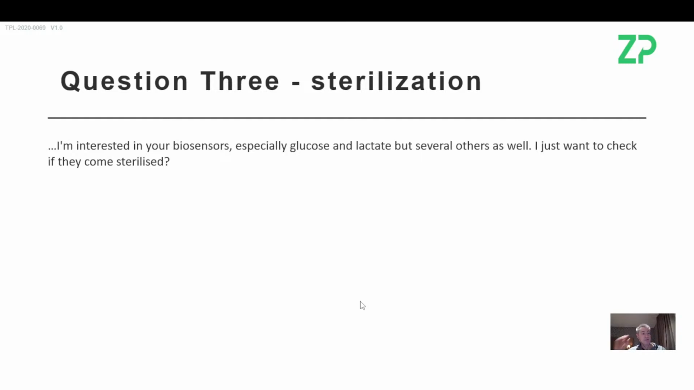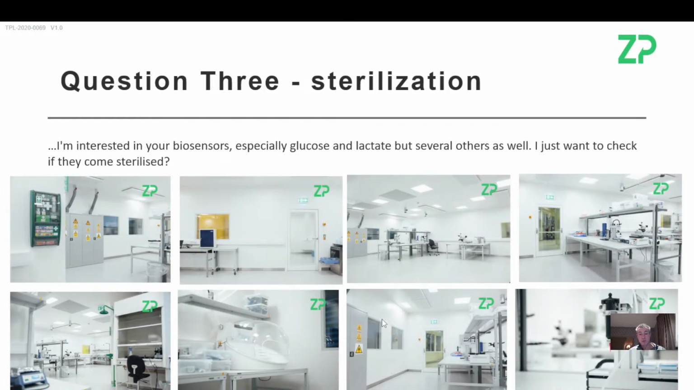Somebody also wants to know if the glucose and lactate sensors that we sell on the website are sterilized. By standard they are not sterilized, but we do sterilize them when we're working with clients. So we have some clients across the globe, we're doing projects with them, and there we do sterilize.